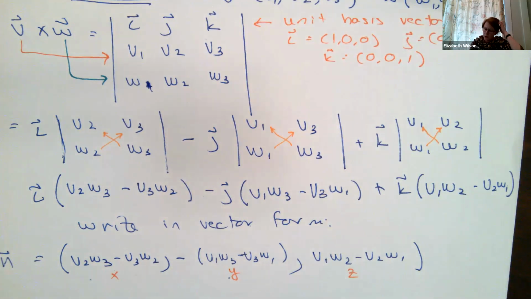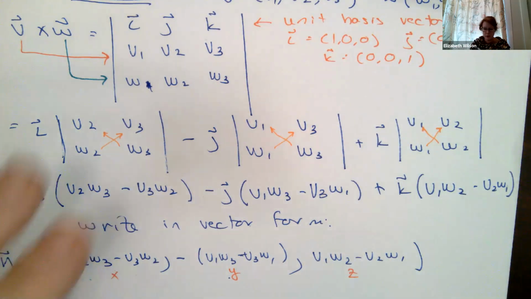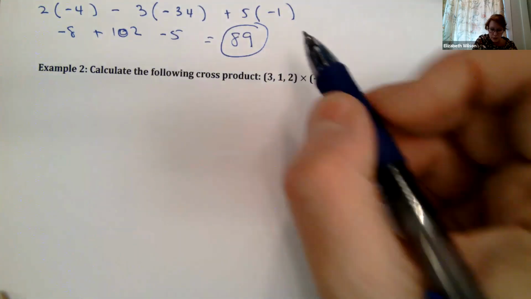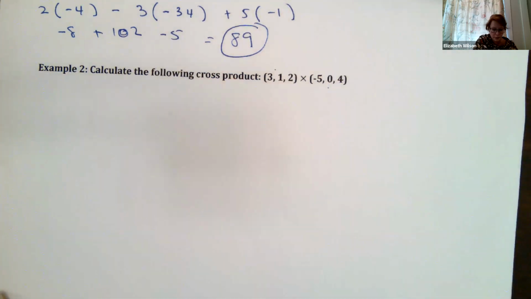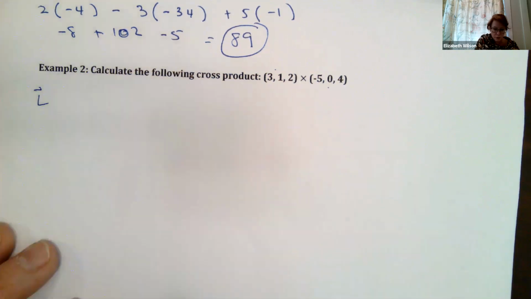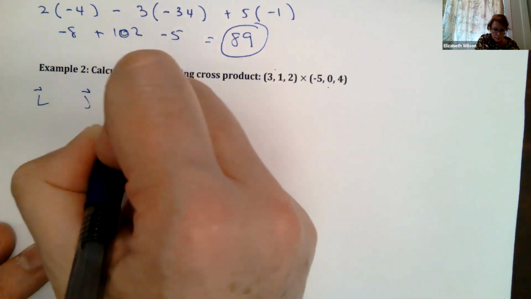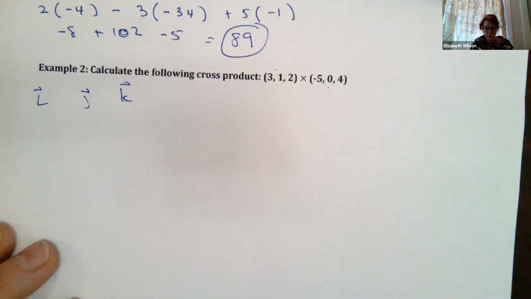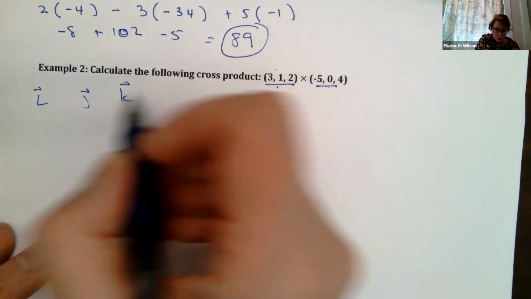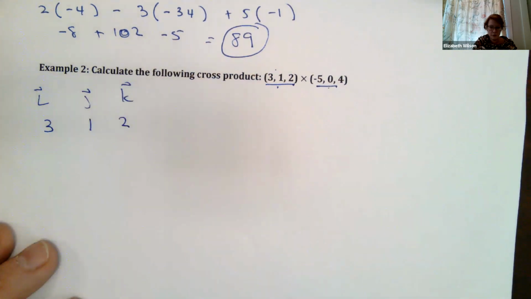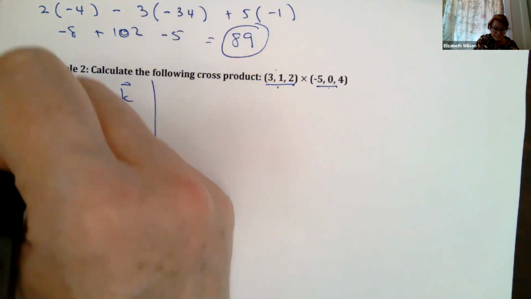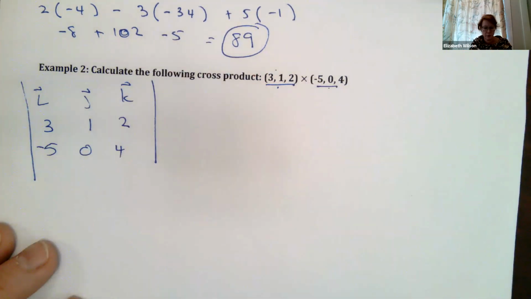Okay, so let's do it with numbers. We'll do an actual cross product instead of just with letters here. So example 2, we're going to calculate the following cross product. We can think about this as our V and this is our W here. When I calculate that cross product, remember we set up our first row as always our basis vectors, because that's going to force our output into being a vector. This one crossed that one. So 3, 1, 2 goes in that row, and 5, 0, 4 goes in the bottom row, because that's the order that we specified for our cross product.